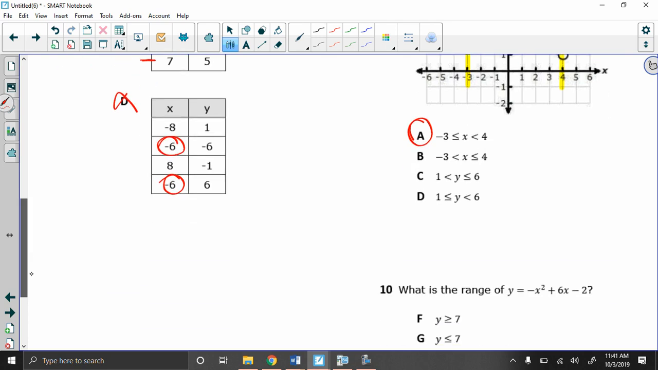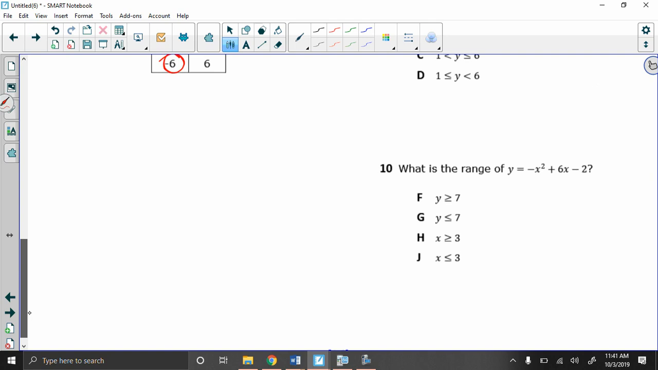So let's look at question number 10. It's asking us what is the range of y equals -x² plus 6x minus 2. And it's just wanting the range. So that's going to be our y value. So I can already get rid of H and J because I just want my y value.